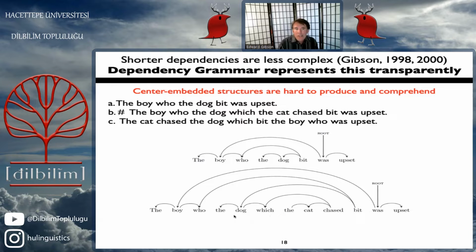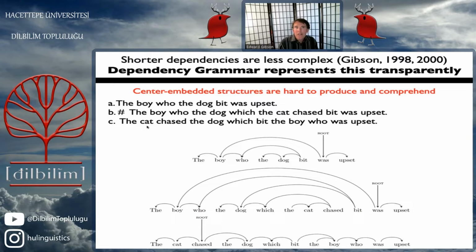It's like, I don't get to say too much here. So it's the same boy who was upset, but now I've got more stuff in between here. The dog which the cat chased bit. So the boy who bit there, there are two very long distance ones here, one very long distance one there. Maybe that's what's driving the difficulty of these things. And it's true in all languages that this kind of structure is very difficult to produce and comprehend.